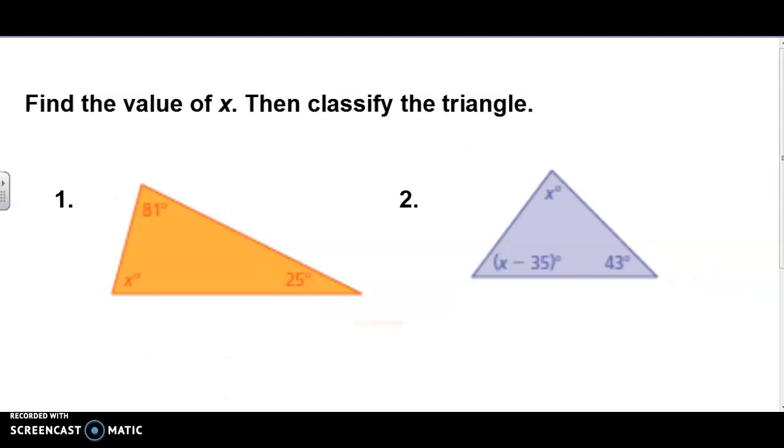Okay, so why don't you pause the screen now and try these two out. And then when you are ready, unpause the screen and see if we have the same answers.